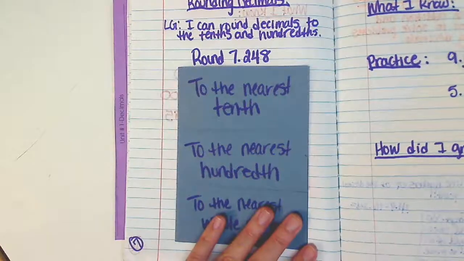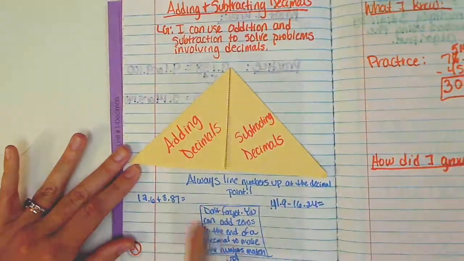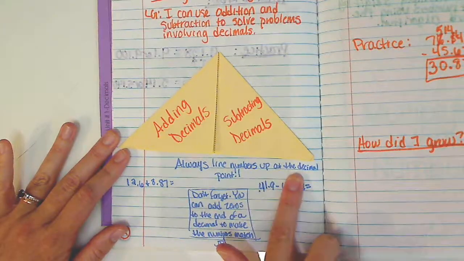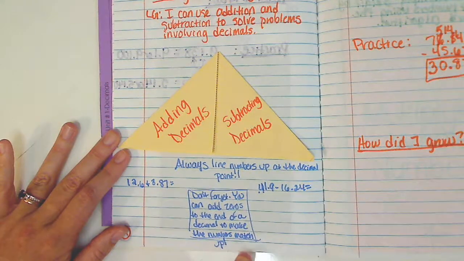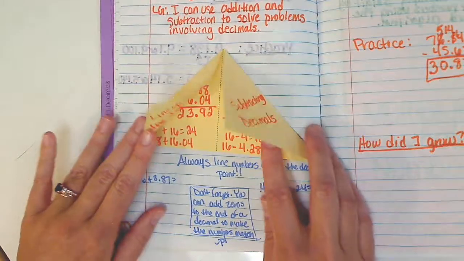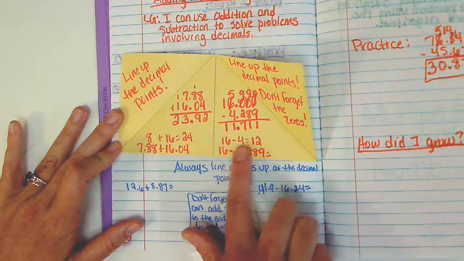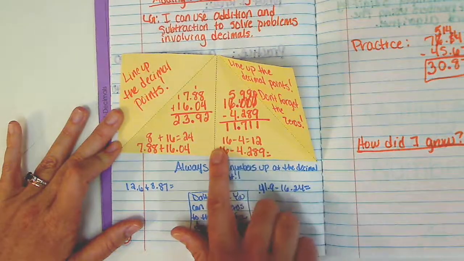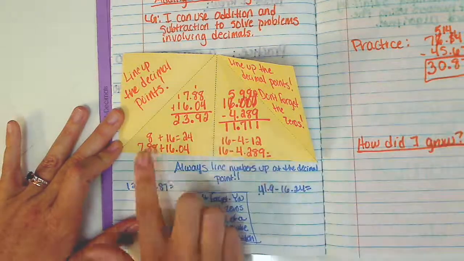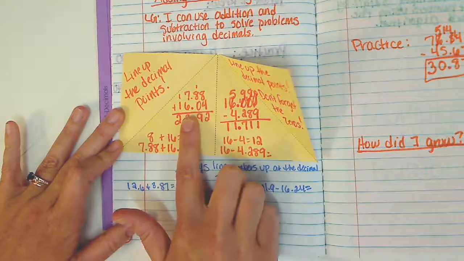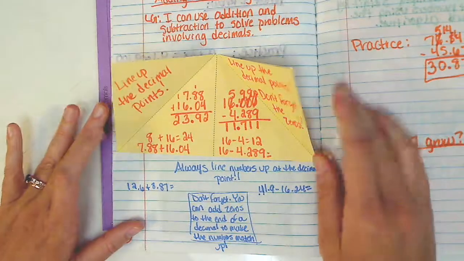And then the last thing in this unit is adding and subtracting decimals. The main thing is what I have written here. You always need to line up your numbers at the decimal point. Don't forget, you can add zeros to the end of a decimal to make the numbers match up. We've got two examples, and then I've got examples in here as well. I try to give them an estimate too to help them. If we had 16 minus 4, that would be 12, so our answer needs to be around 12. Same here. I would round these to 8 and 16, so our answer should be around 24. It just helps them check their answers.